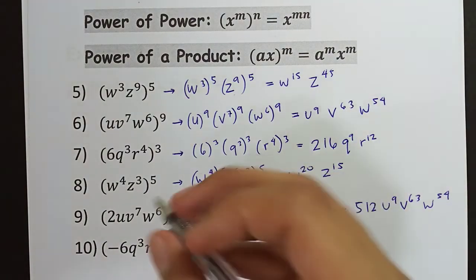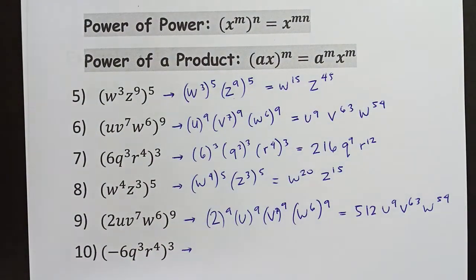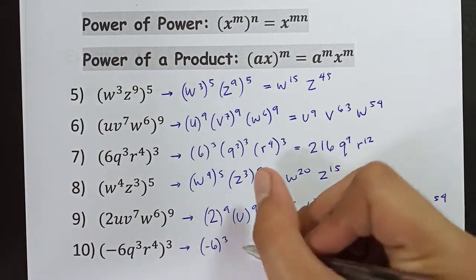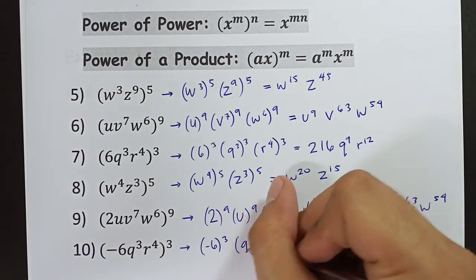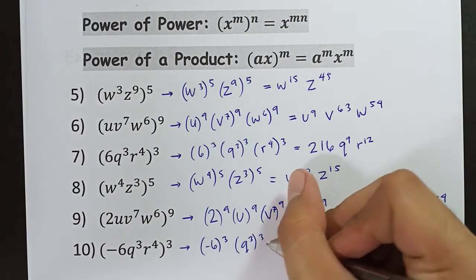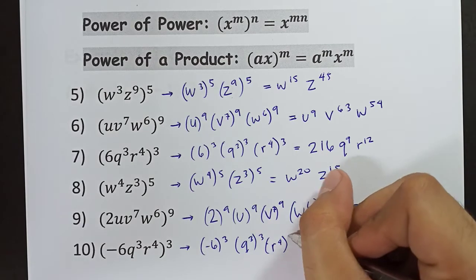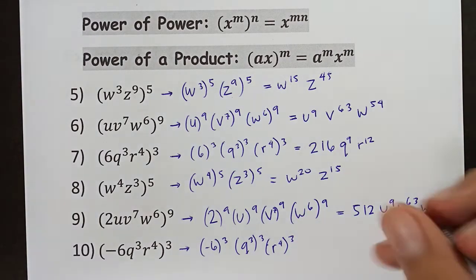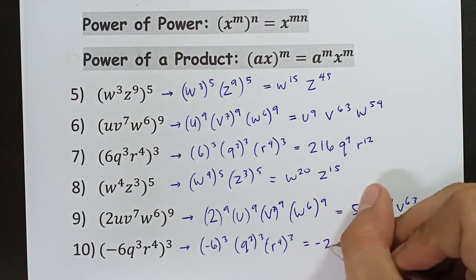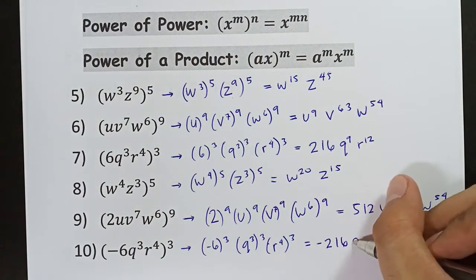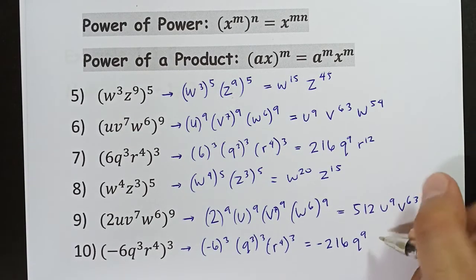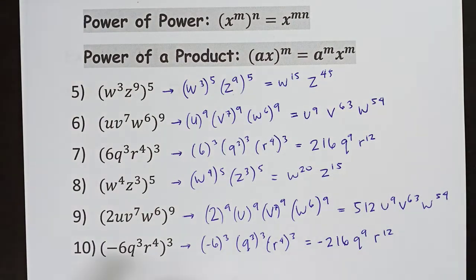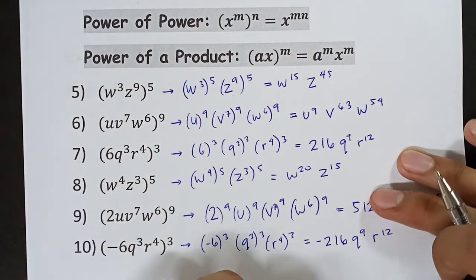Next, negative 6 raised to 3. Sige, isa-isayin pa rin natin. Negative 6 raised to 3. Q cube raised to 3. R raised to 4 raised to 3. So negative 6 cube is negative 216. Then Q raised to 9. Then R 4, 8, 12. 12. So I hope you understand.